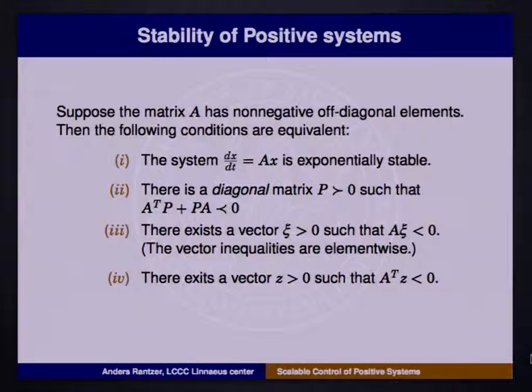The third condition means that you should find a vector. You can think of psi as an initial state which makes all the derivatives negative. So if there is an initial state which makes all the derivatives negative, then the system must be exponentially stable. And that's also if and only if. And finally, you can apply the same criterion to the transpose, of course, and find a vector z that satisfies this inequality. In here, the inequality is vector-wise, so every element to the left must be smaller than 0.